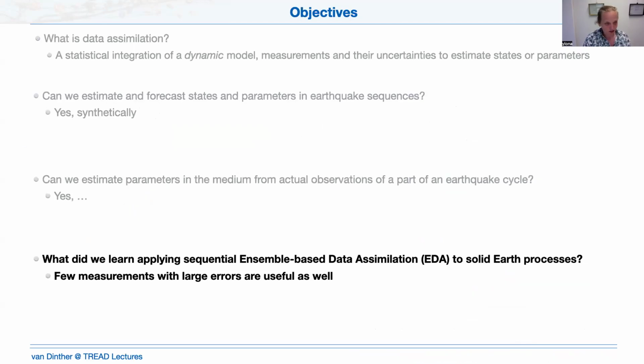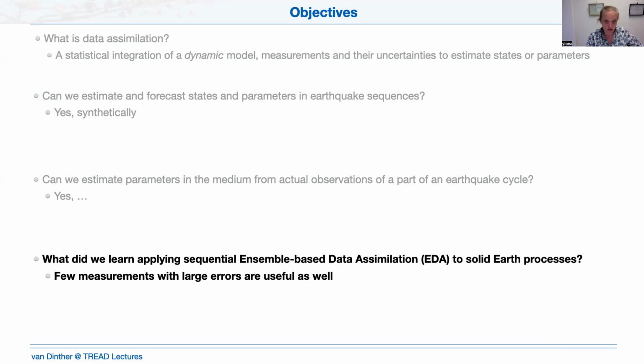So the whole story is for another time, but essentially what this shows, you can also zoom more in time just before and after earthquakes using this data assimilation approach to estimate parameters. So if you zoom out a little bit more, just thinking about what we learned from using sequential ensemble-based data assimilation for solid earth processes, what I think now is that even if we have few measurements with large errors, that is useful as well.